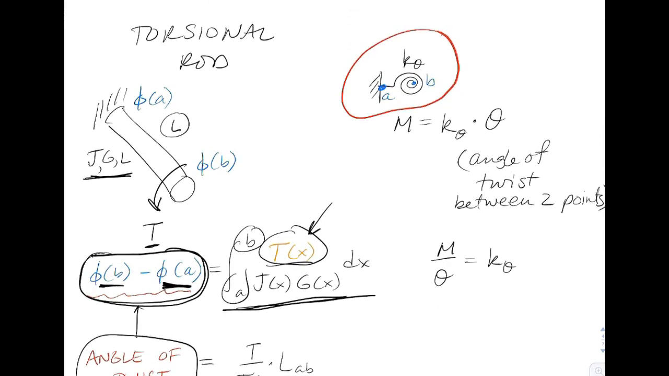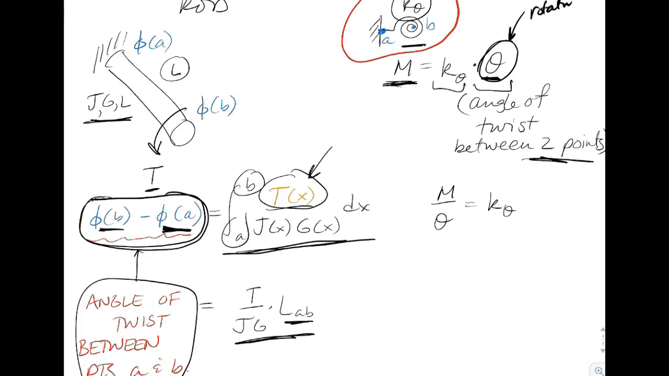So the spring analogy would be a rotational spring, and that rotational spring would provide a restoring moment, and that moment would be equal to the spring constant times the stretch. But for a rotational spring, the stretch is a rotation. So the moment is equal to k theta times the angle of twist between those 2 points. So the spring constant is going to have different units, and it's going to be the value of moment divided by the angle of twist.